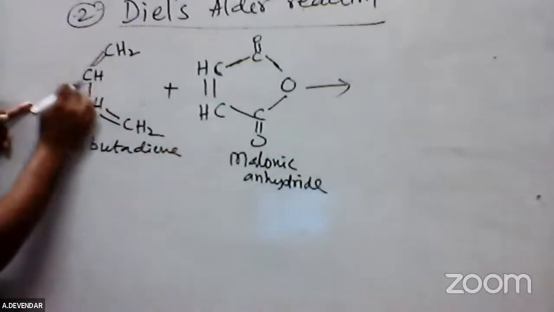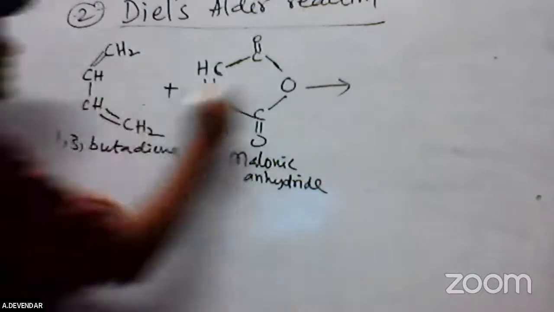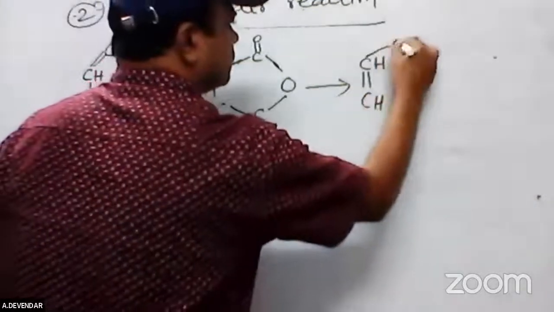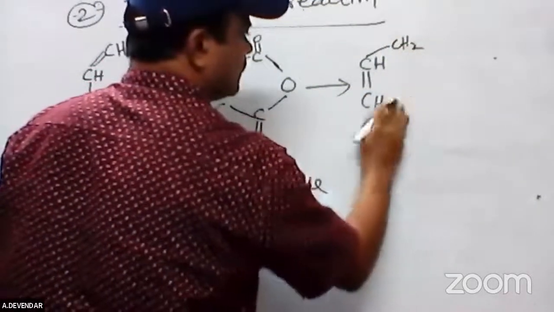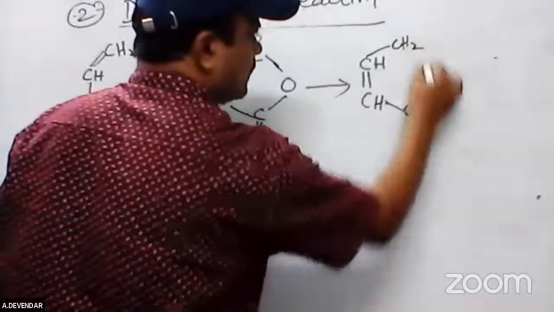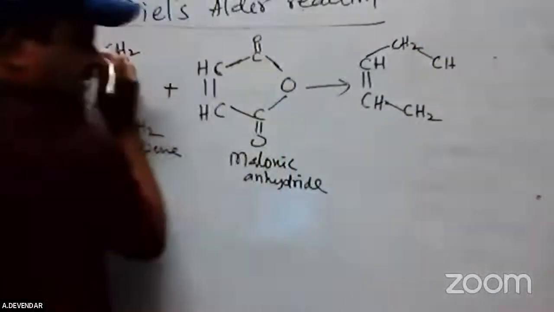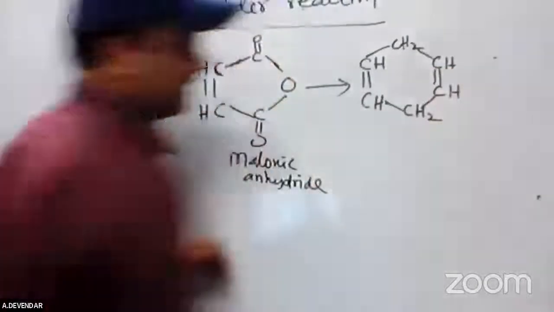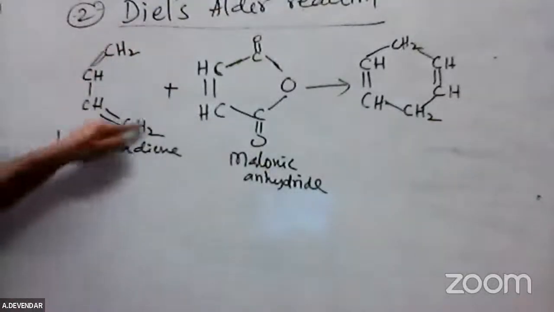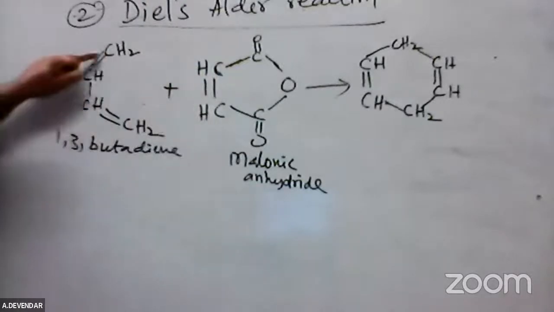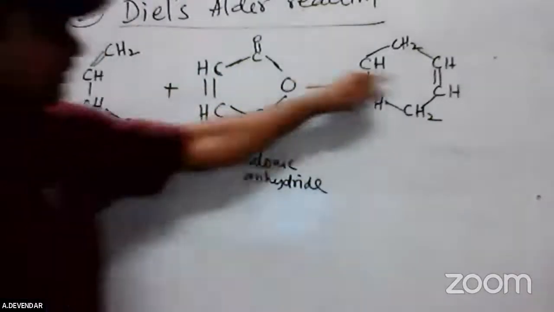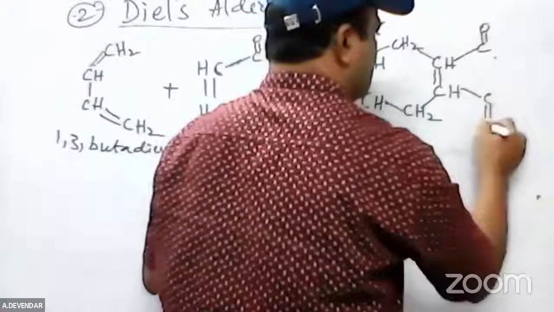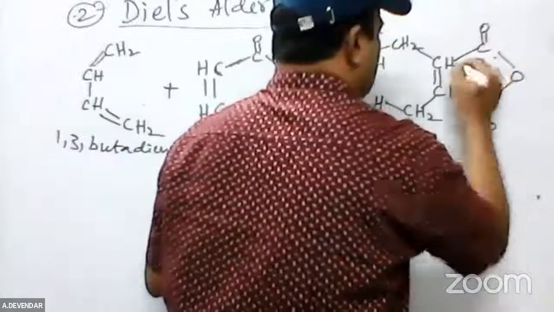This double bond will be shifted here, and this double bond will go to here. So formation of this product. See friends, here this ring will be attacked at these carbon atoms, and the double bond will be shifted here. So two double bonds, and the same product, with C double bond O. This is called an adduct.